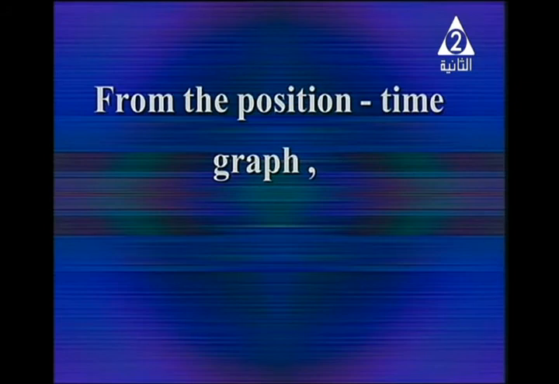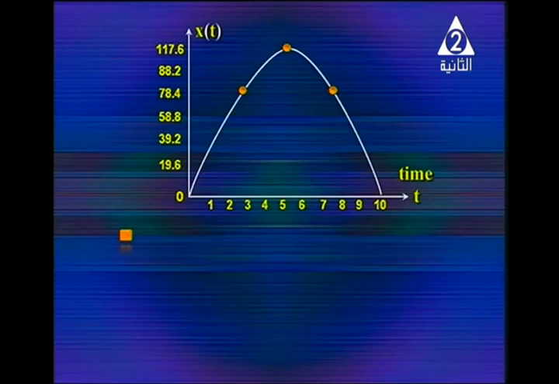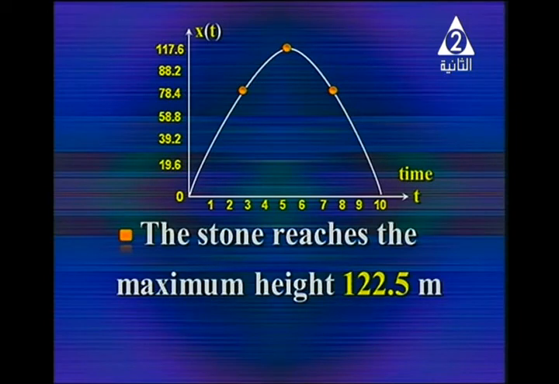From the position-time graph, we find that, look at x(t) and t. Time 1, 2, 3, up to 10, and the displacement x(t) from 0 to 117.6. When the stone reaches the maximum height, look at the maximum height, 122.5 meters at t equals 5. When t equals 5, the stone reaches the maximum height 122.5 from the graph, the vertex of the curve (5, 122.5).